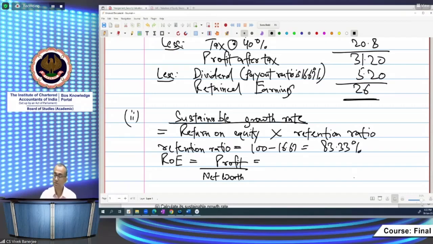So profit is 31.20, divided by net worth, which is 400. No, 100 plus 300. So let us calculate it. It's actually 7.8% return on equity. Multiplied by 100, it is coming to 7.8% sustainable return on equity.